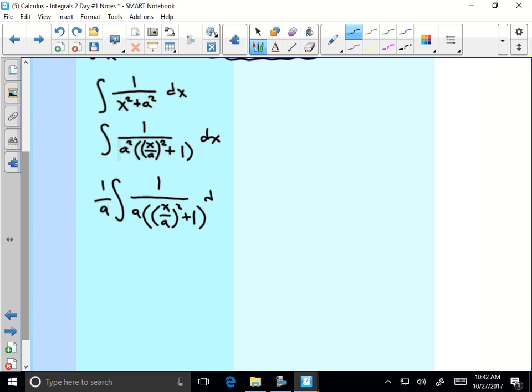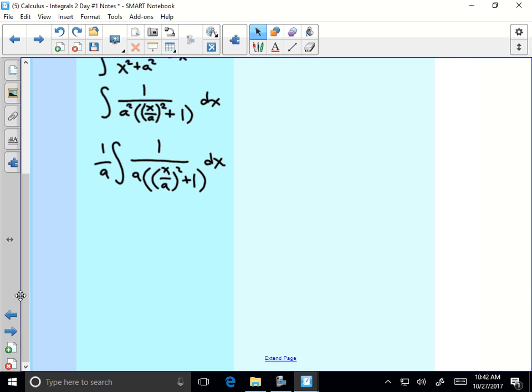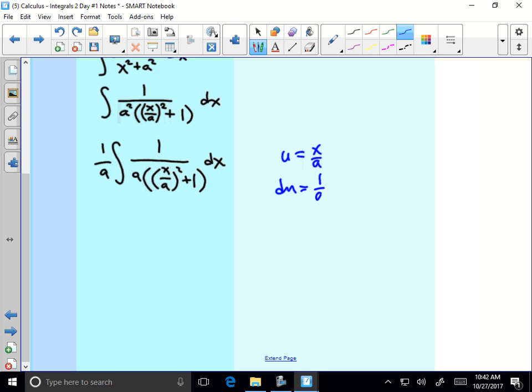Is that what you would do, Victor? And then they used u substitution as well. And so with u substitution, the same thing happens. They used u equals x over a, du equals 1 over a dx.